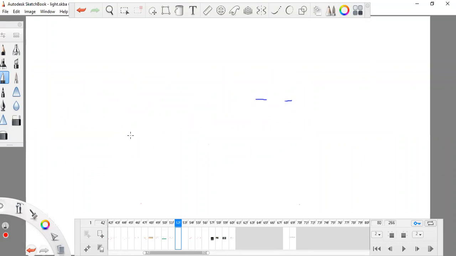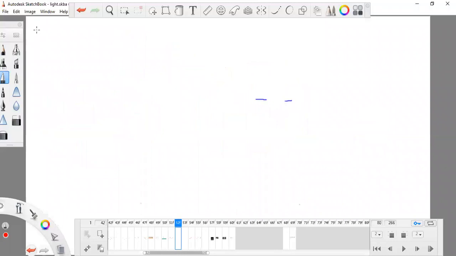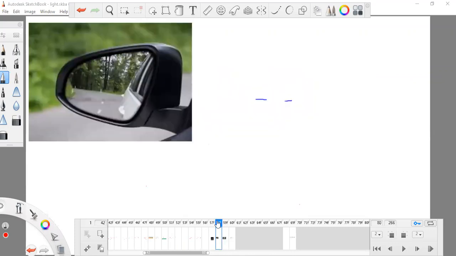If you remember that it forms a virtual and erect image, that means the image is always virtual and upward side. It is virtual, so it is blurred for sure, but it is upward, so it is the same as the object, not inverted. I'm showing you this thing so that you can see the whole image.